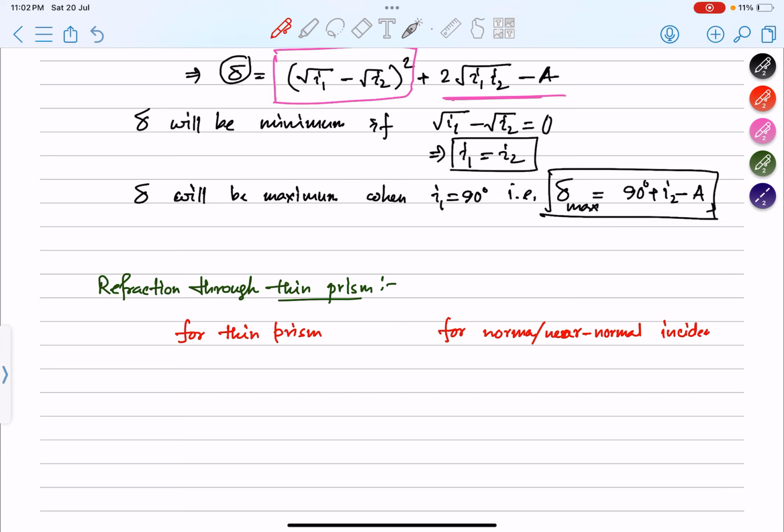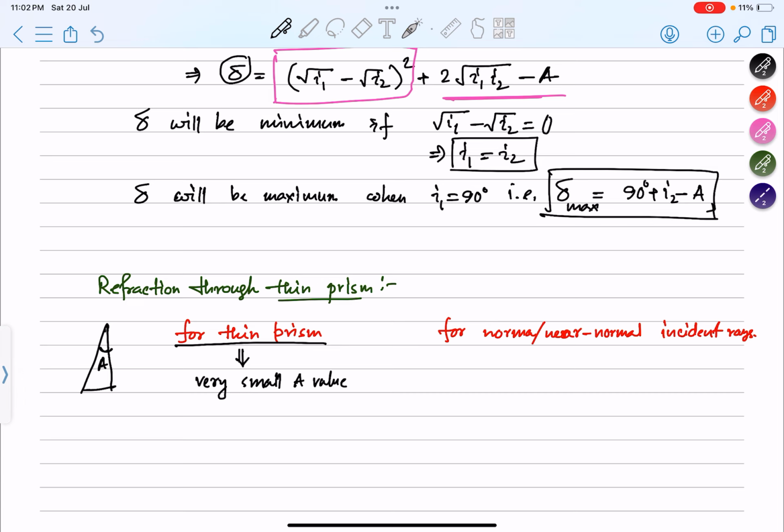Near normal incidence cases. For near normal incident rays, I am considering two considerations here. For a thin prism, what will happen? The prism will be thinner. That means this A value will be smaller. So for a thin prism, it implies that the prism is having a very small A value. Clear? Or you can say that the refracting angle of the prism is very small.